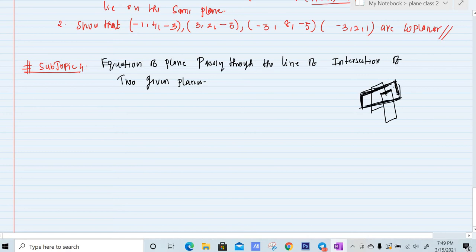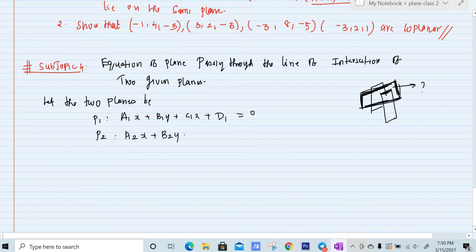So we need to find this equation of plane that has to pass through the line of intersection of two given planes. They will give two planes, and we need to find another equation of plane that passes through the line of intersection of both, right? Let us say there are two planes P1 and P2. What is the general equation of the first plane? Let us say A1x plus B1y plus C1z plus D1 is equal to 0, and A2x plus B2y plus C2z plus D2 is equal to 0. These are the two equations of plane that are given.